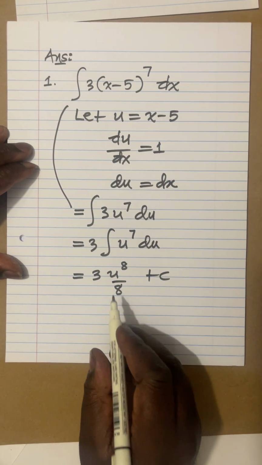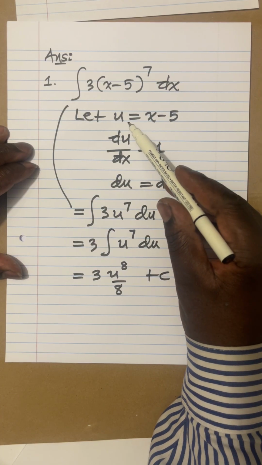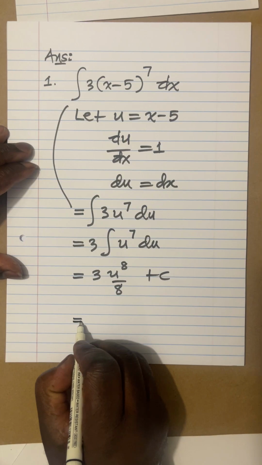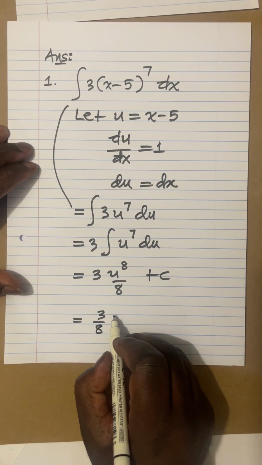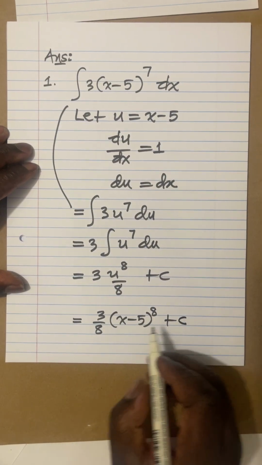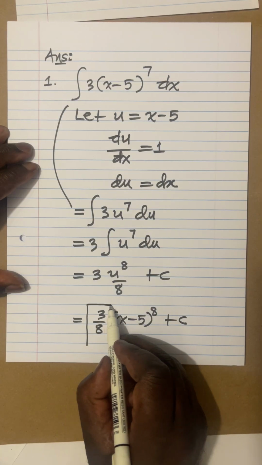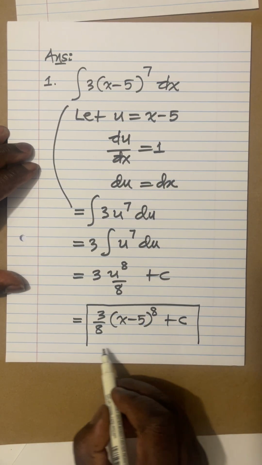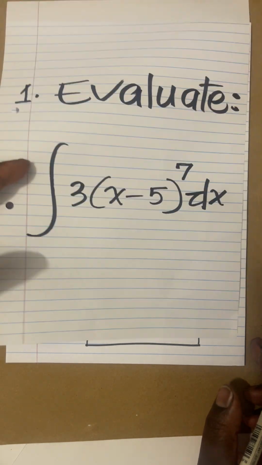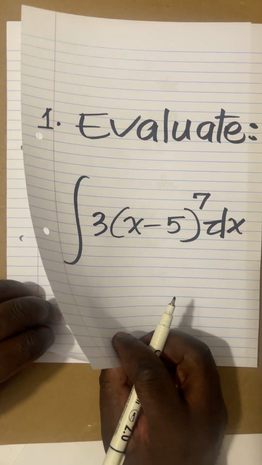Right. So getting back to our original variable, which is x, the connection between x and u is that u equals x minus 5. So this can be rewritten as 3 over 8, and then I have (x - 5)^8 plus c. That's my final solution. Remember, for all indefinite integrals, we always add a constant, c. So this is our final solution to our first integral, which is this one here. Right. Let's move on to our second integral for today.